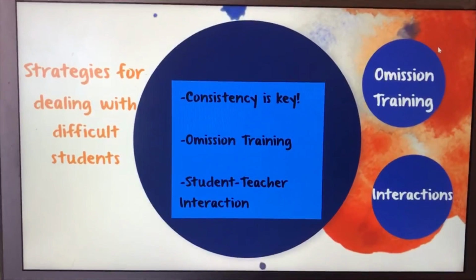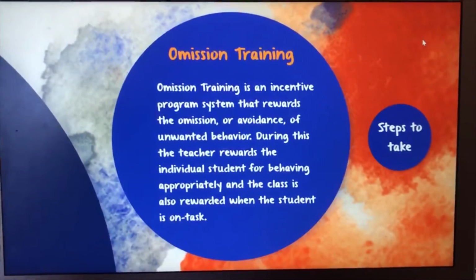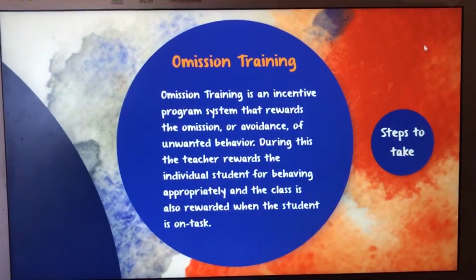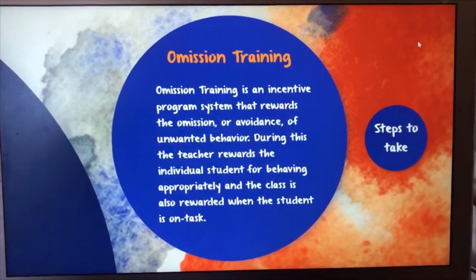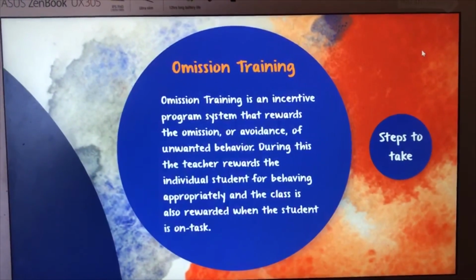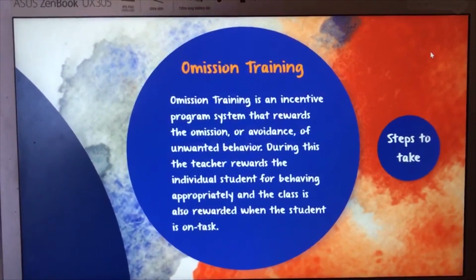The next thing is omission training. Omission training is an incentive program system that rewards the omission or avoidance of unwanted behavior. During this, the teacher rewards the individual students for behaving appropriately, and the class is also rewarded when the student is on task.